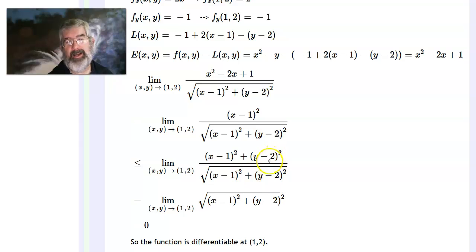However, this new thing, the bottom is just the square root of the top, so I end up with just the square root of the top. And if I take the limit of this, as (x,y) goes to (1,2), this is 0. And the limit that I wanted is less than this, but it's all positive numbers, so it's a positive number that's less than or equal to 0. Well, it's a non-negative number less than or equal to 0, so it's 0. Okay? So this limit, in fact, is 0, and the function is differentiable at the point (1,2).